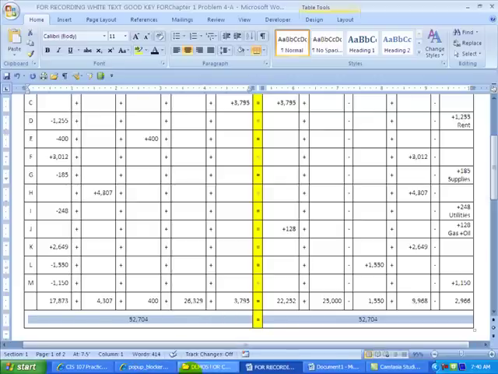So $52,704 on the left side of the equation, $52,704 on the right side of the equation. And that concludes this one.